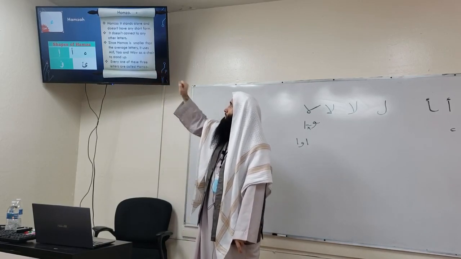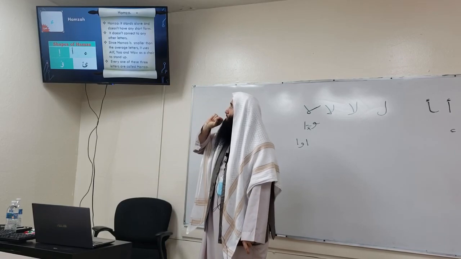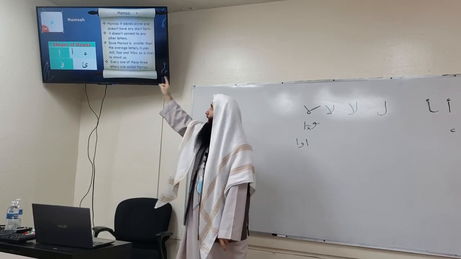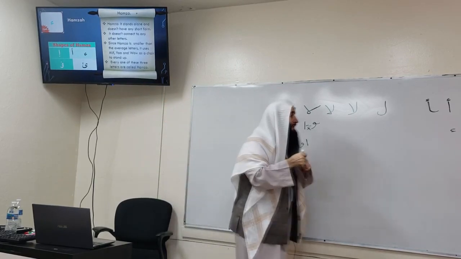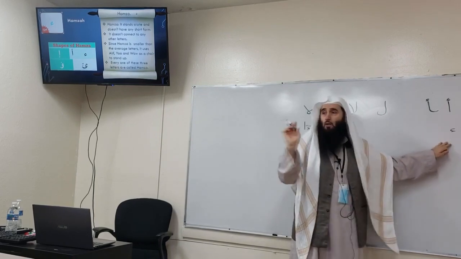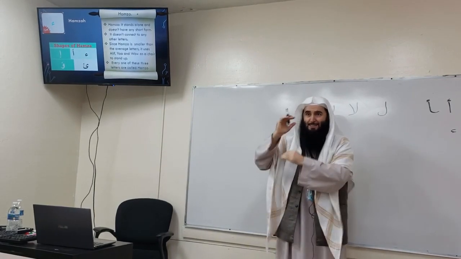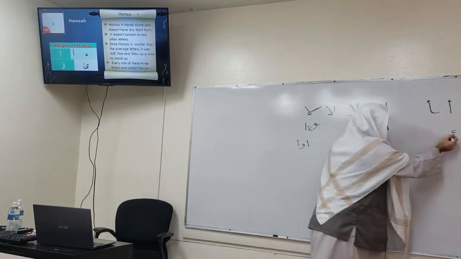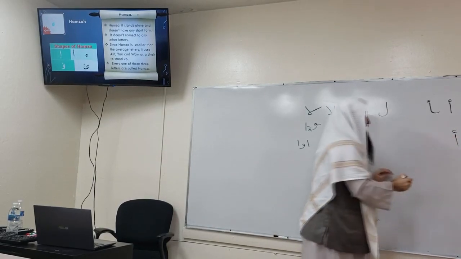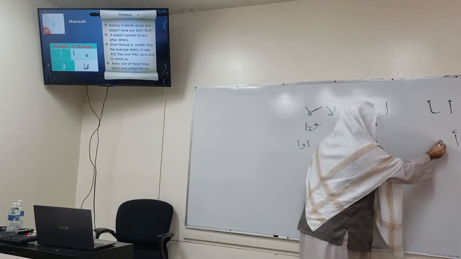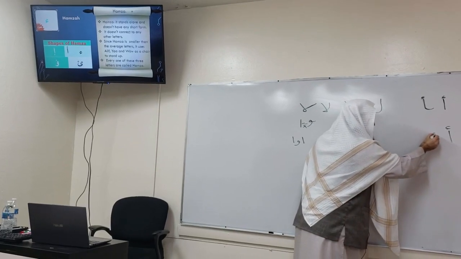Since Hamza is smaller than the average letters, it uses alif, ya and waw. Very good. So since this Hamza is smaller than others, it is used as a stool, as a stage. It can be on top of the alif, or on top of the waw. You see, when I put the waw and I put the Hamza.